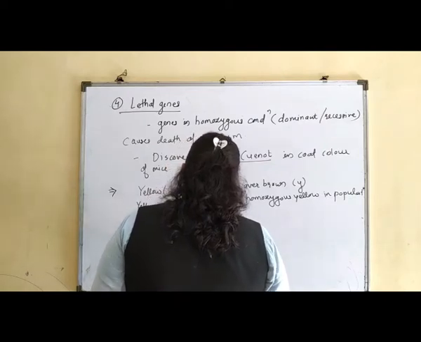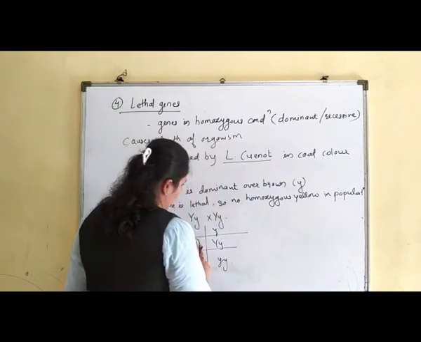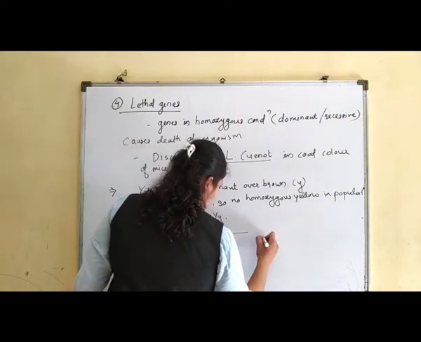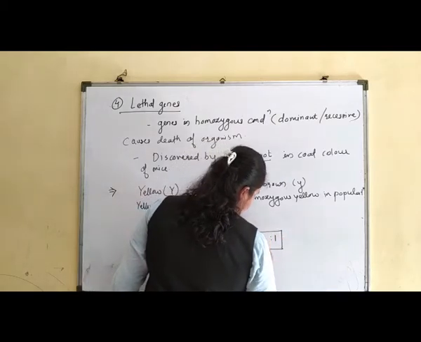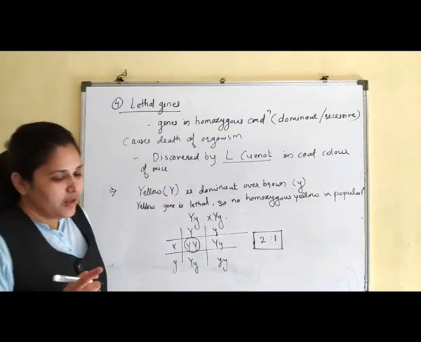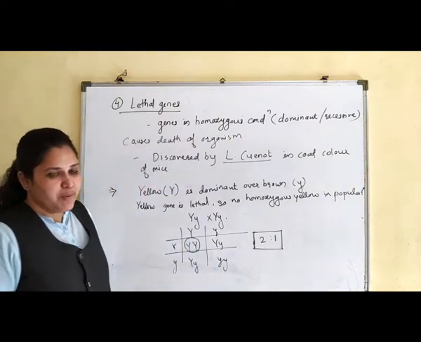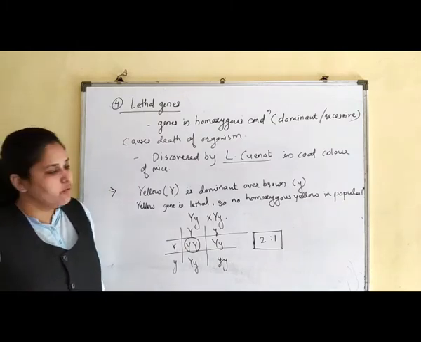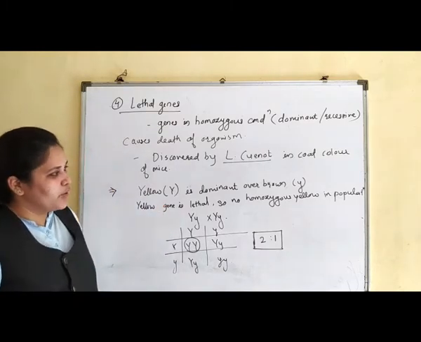Here the ratio we will get is 2:1. The dominant one, the yellow, will not be there. So the F1 ratio is modified into 2:1. So in lethal genes, the genotypic ratio is modified to 2:1. In a normal monohybrid cross, it is 1:2:1. But here, because of the presence of the homozygous lethal gene, individuals die. So that modifies the ratio from 1:2:1 to 2:1. Fine. So this is known as lethal gene.